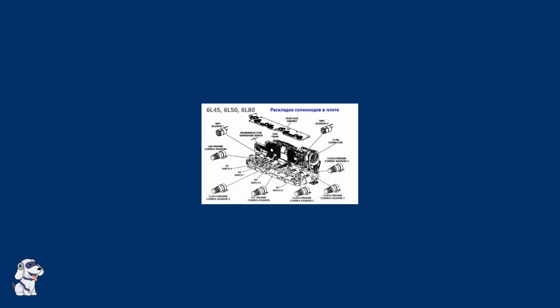Let's examine the actual solenoid layout in the 6L80 transmission. This technical diagram shows the complex arrangement of solenoids and switches that control transmission operation. Each solenoid in this assembly has a specific function. Pressure control solenoids regulate hydraulic pressure, while shift solenoids control gear changes. The electronic control module coordinates all these components.